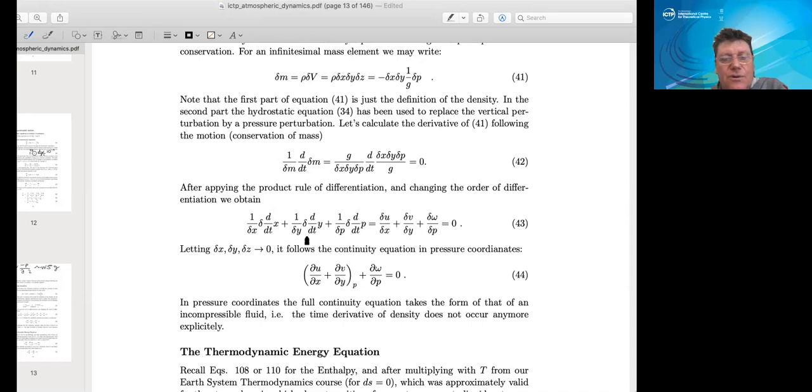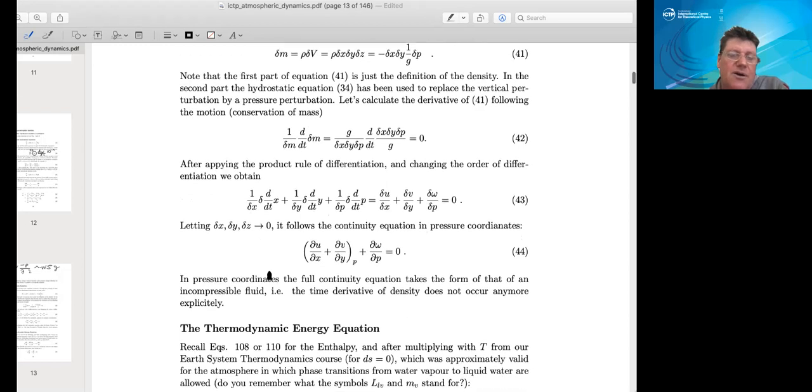And we get to this equation here. We can reverse the order of derivatives here and come to the conclusion that this means that the variation of u with the variation of x plus variation of v divided by the variation of y plus a variation of omega divided by a variation of pressure has to be 0 in this case. And then we can let again our mass element become infinitesimal, and then these deltas become differential operators.